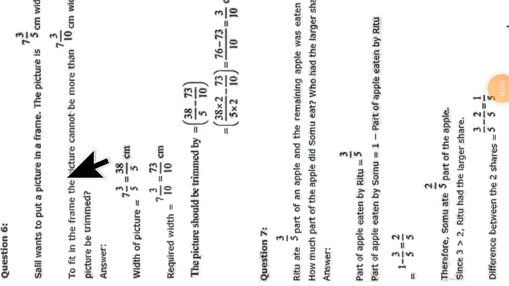Question number 6. Sahil wants to put a picture in the frame. The picture is 7 integer 3 upon 5 cm wide. Now to fit it in the frame, the picture cannot be more than 7 integer 3 upon 10 cm wide. How much should the picture be trimmed? Now the width of the picture is 7 integer 3 upon 5, and to fit in the frame, the picture should be 7 integer 3 upon 10 cm wide, not more than that.